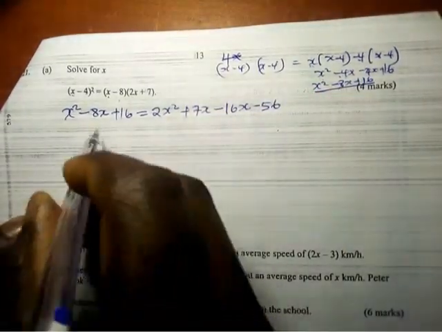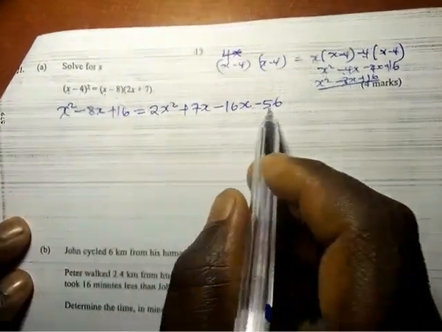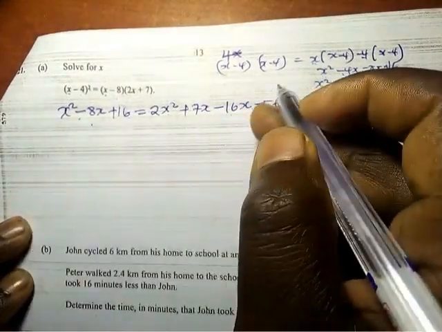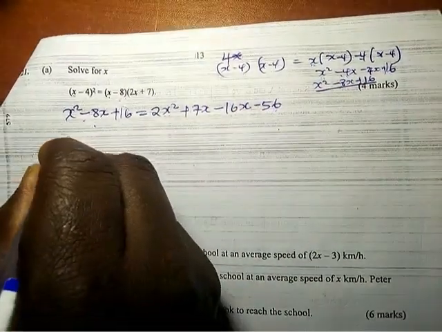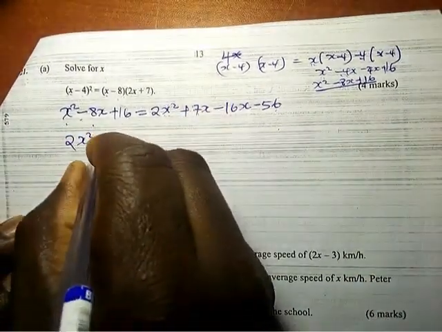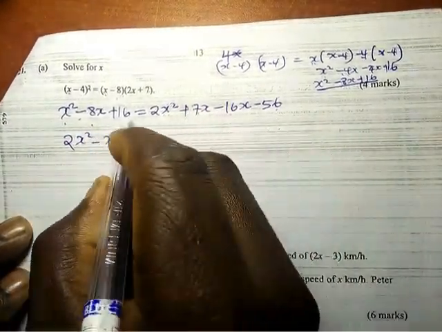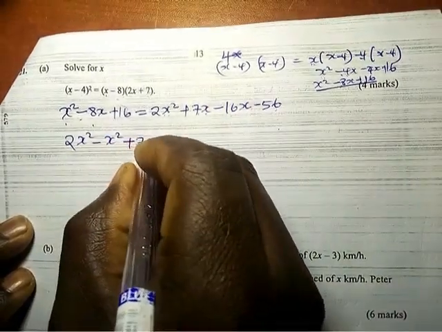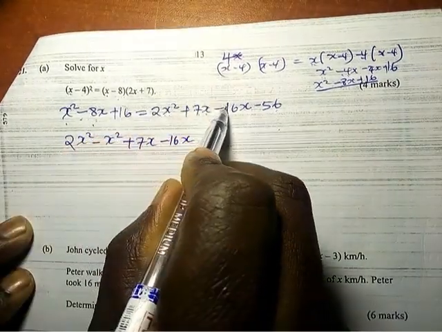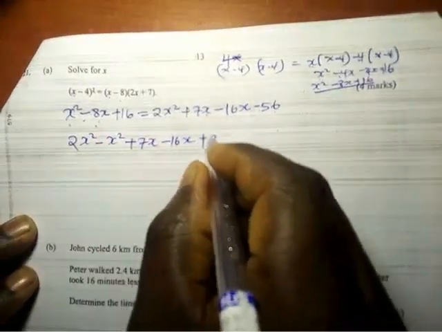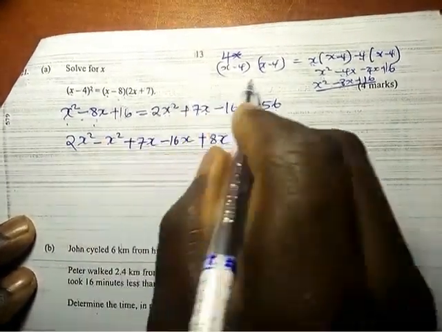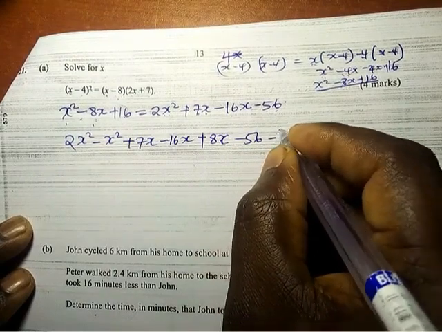The next thing now is to collect like terms together, we take them to one side. So I'm taking this one from the left side to the right side. The right side remains 2x square minus x square, because this going to this side becomes negative x square. And then here we had plus 7x minus 16x. Taking this to this side it becomes plus 8x. Then there was 56. Taking this over here becomes minus 16 is equal to 0.